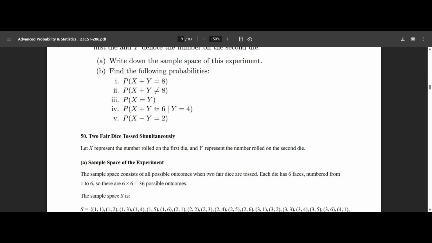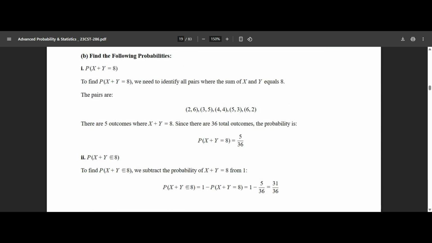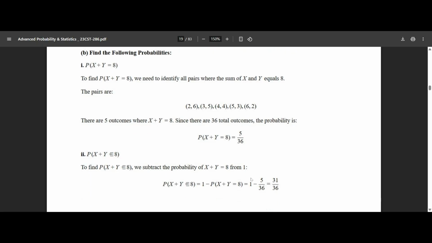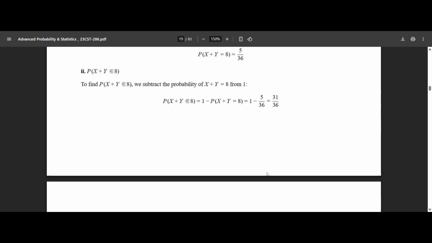And then we also need to find the probabilities of these cases. So for this, P of x plus y equal to 8. Now we need to find such pairs from the sample space above, where the sum of the two numbers is 8. So we get these 5 outcomes. So P of x plus y equal to 8 is 5 by 36. P of x plus y not equal to 8: we can simply subtract P of x plus y equal to 8 from 1 to get the probability.